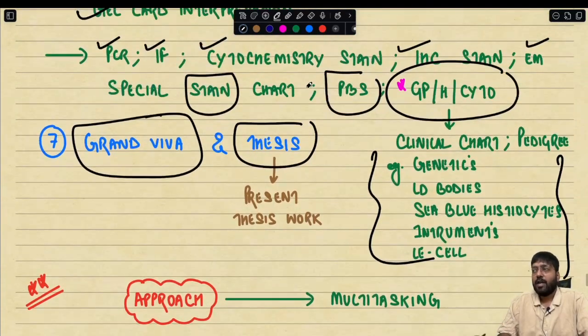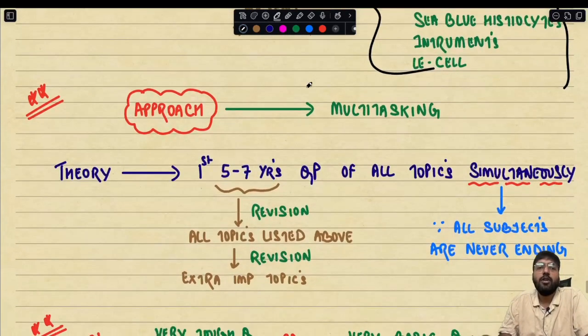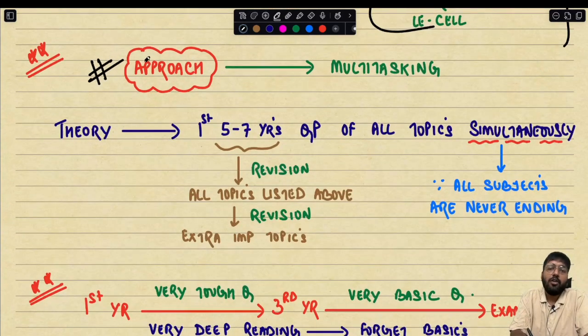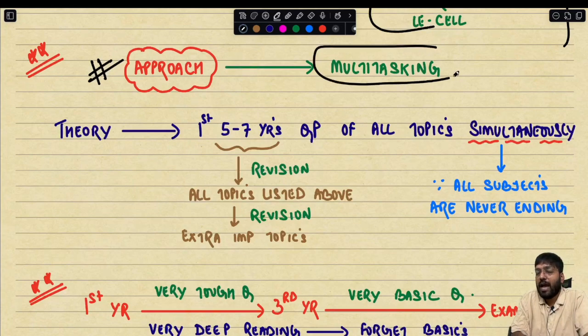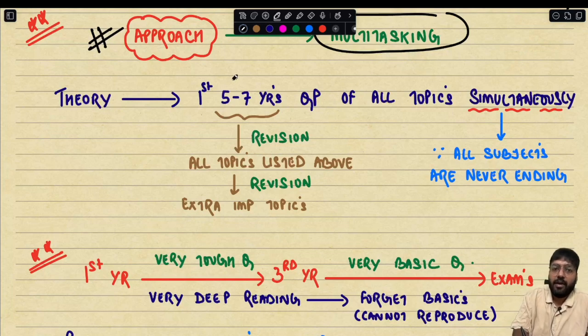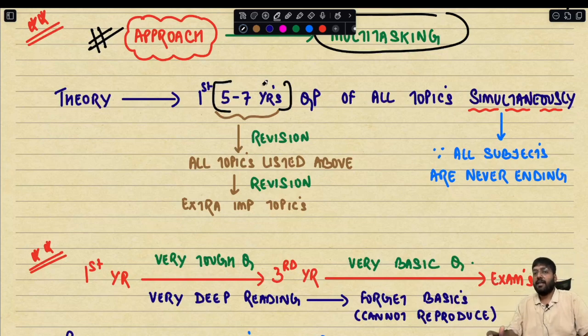So I have spoken about and given you an outline of all the important topics for this year that are very important for exams. And now I am also going to make you understand the approach, what your approach should be. So very important, in one line I would say that you have to multitask. So for the theories, it is very important that you first start doing the 5 to 7 year question papers, of all the topics simultaneously. Now see, it is very important what I am saying right now.